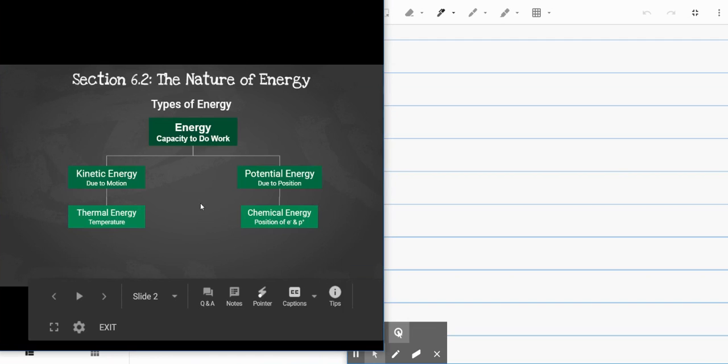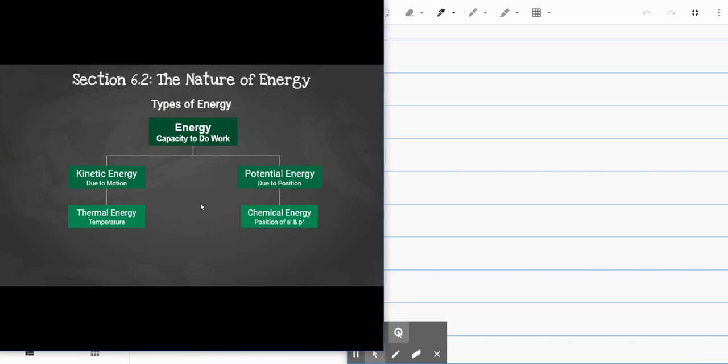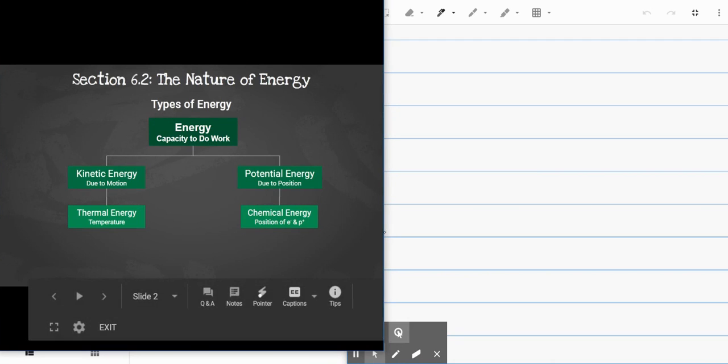Hello, today we're going to go over AP Chemistry Chapter 6, Sections 2 to 4, and it is on thermochemistry. So we have two basic types of energy.